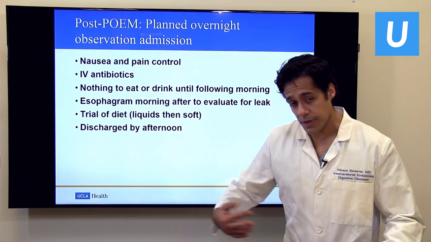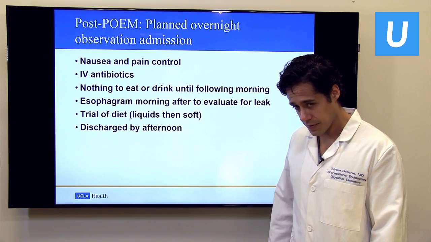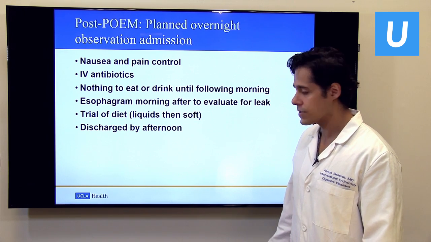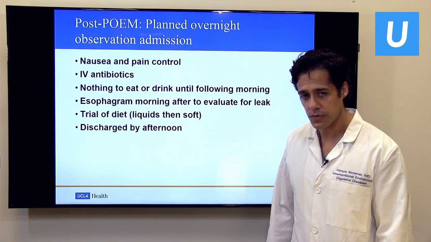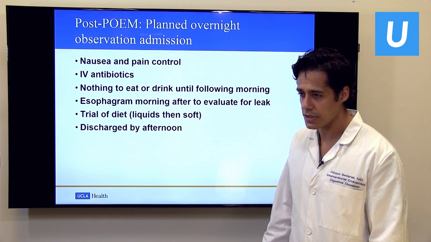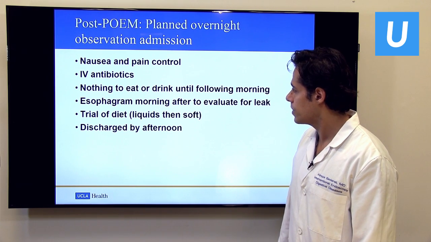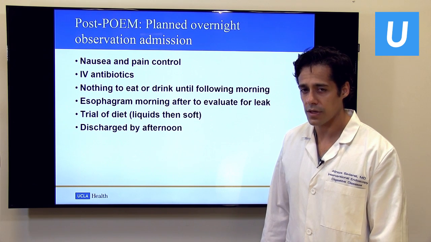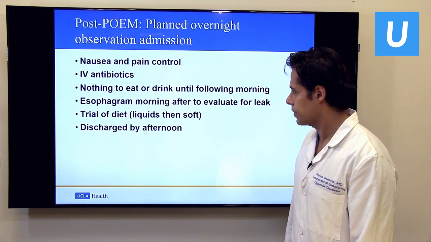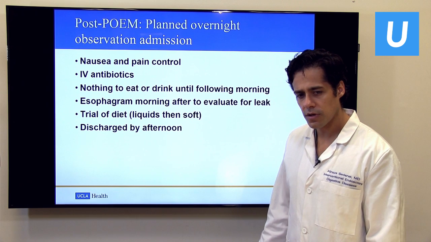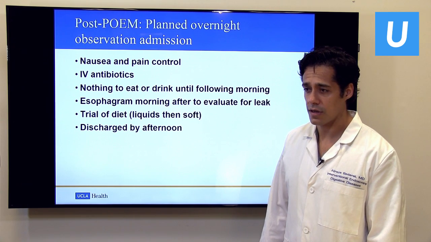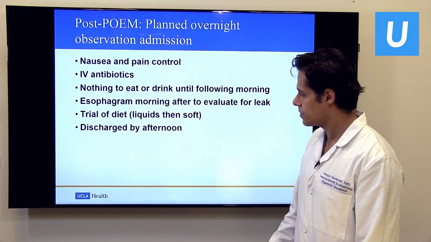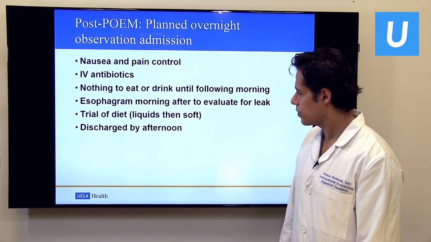So after the POEM, you get admitted to the hospital overnight. It's an observation, outpatient type of setting. We just basically have a boring night of watching TV and us making sure that you don't have any complications. Nothing to eat or drink, and we give you pain medicine if you need it, nausea medicine. Whether you think you need it or not, it's important not to throw up during that first day. The pain medicine, remarkably, very few people need a lot or any narcotics. Some people have zero pain, which is pretty remarkable. You're given antibiotics, and then that next morning we repeat the esophagram.